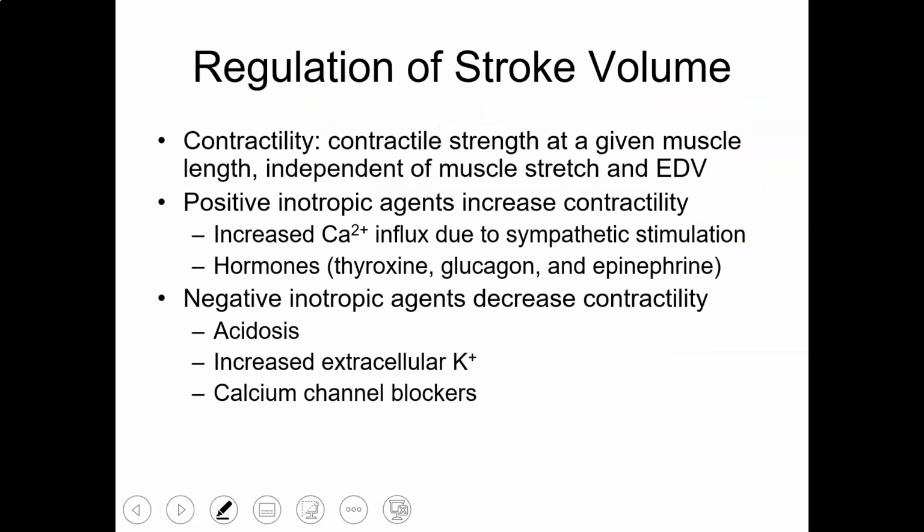Contractility is how hard the heart contracts, regardless of the blood flow. Forget how much blood's going in. How hard does your heart contract? Well, that's controlled chemically. An inotropic agent, or an inotrope, changes contractility. It changes the force of the heartbeat. A positive inotropic agent increases contractility. What's a positive inotropic agent? Calcium influx. Causes calcium influx.